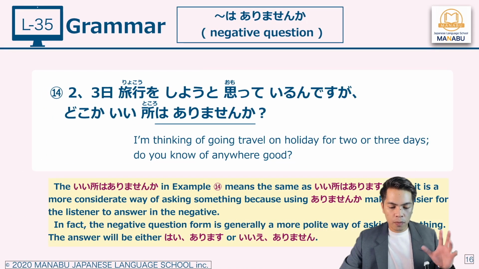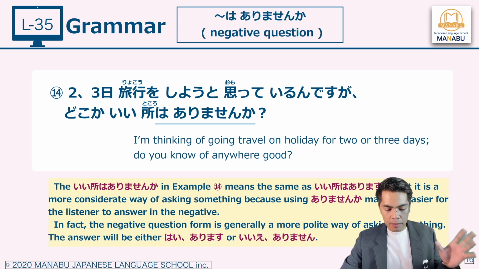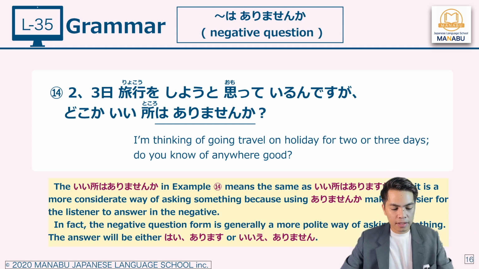And grammar point number 5, nani nani wa arimasen ka? The nani nani wa arimasen ka is a negative question. So this is a more considerate way of asking something because using arimasen ka makes it easier for the listener to answer in negative. So let's read first example number 14. Futsuka, Mikka, ryoko shiyo to omotte irun desu ga? I'm thinking of traveling on holiday for 2 or 3 days.